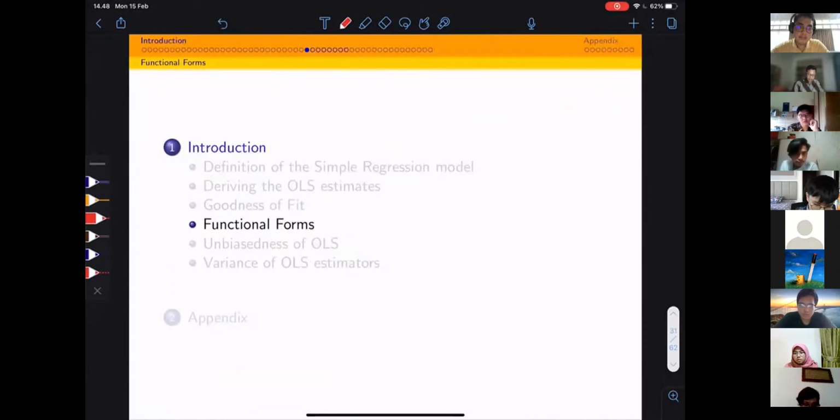I'm going to stop here first, and then we're going to take a break. After the break, I'm going to provide you with some discussion on the functional forms, unbiasedness of OLS, variation of OLS estimators, and then I'm going to provide you an example in Stata. But before we take a break, any questions?